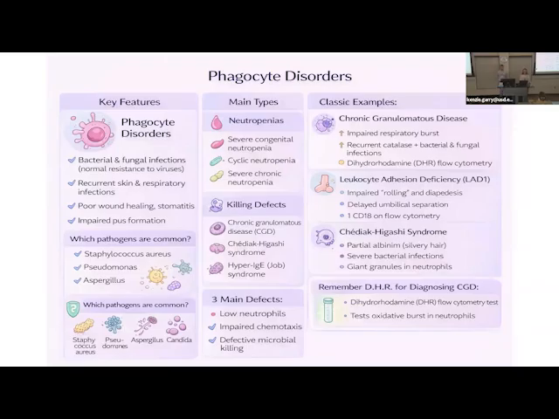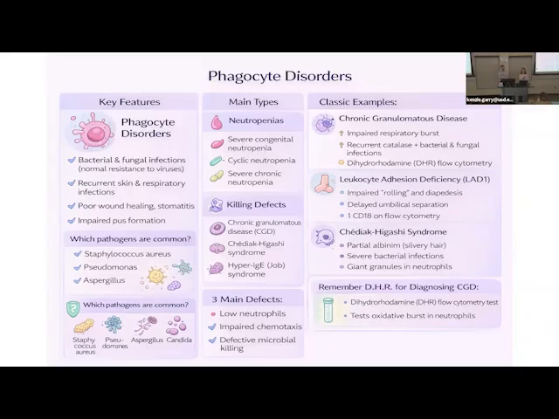Okay, and then phagocyte disorders. This is going to be bacterial and fungal infections, recurrent skin and respiratory infections, and impaired pus formation, because usually our neutrophils are responsible for that. I'll use chronic granulomatous disease as an example. With this one, we have a defect in the NADPH oxidase, which is important in making those superoxide radicals. That is how they phagocytose the microbe and then use those radicals to kill it.